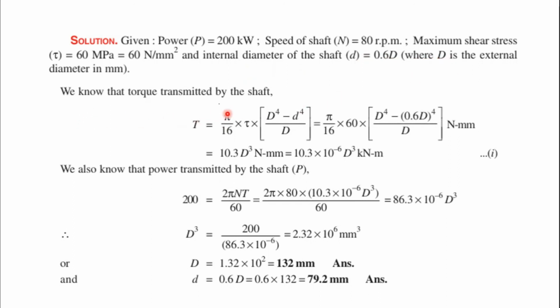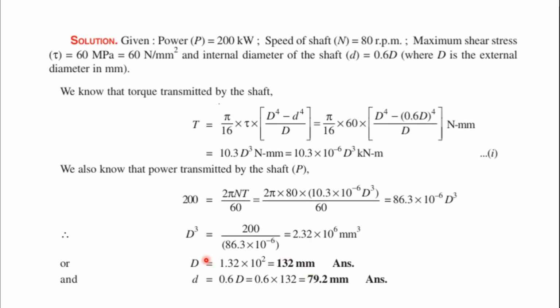We know that the torque transmitted by a shaft T equals pi by 16 into tau, and since this is a hollow shaft, we use the formula for a hollow shaft, capital D power 4 minus small d power 4 upon capital D. This is the outermost diameter and this is the innermost diameter. Putting in the value, the innermost diameter is 0.6 times D, and in this formula you will get the torque in terms of D. This is our equation number 1. We use this equation in the power transmitted by the shaft, put the value of T and solve for D, and finally we get D equals 132 mm.